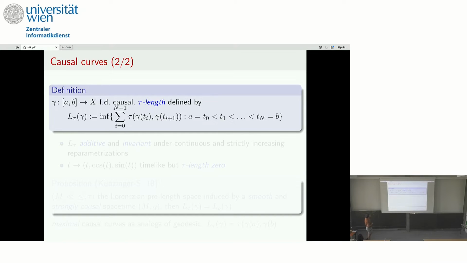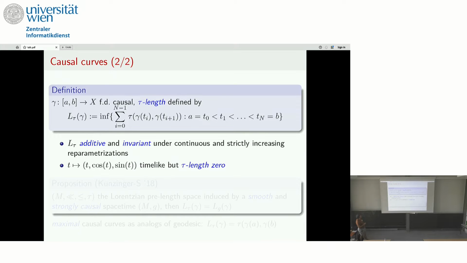Then, once you have defined what causal curves are, you can define the length with respect to tau, similar to length of curves in metric spaces. Just you have to take the infimum over all the time separations of points on the curves. Then this is really a good notion of length. It's additive and invariant under reparameterizations. And then this curve we just had is time-like, but actually has tau length 0.